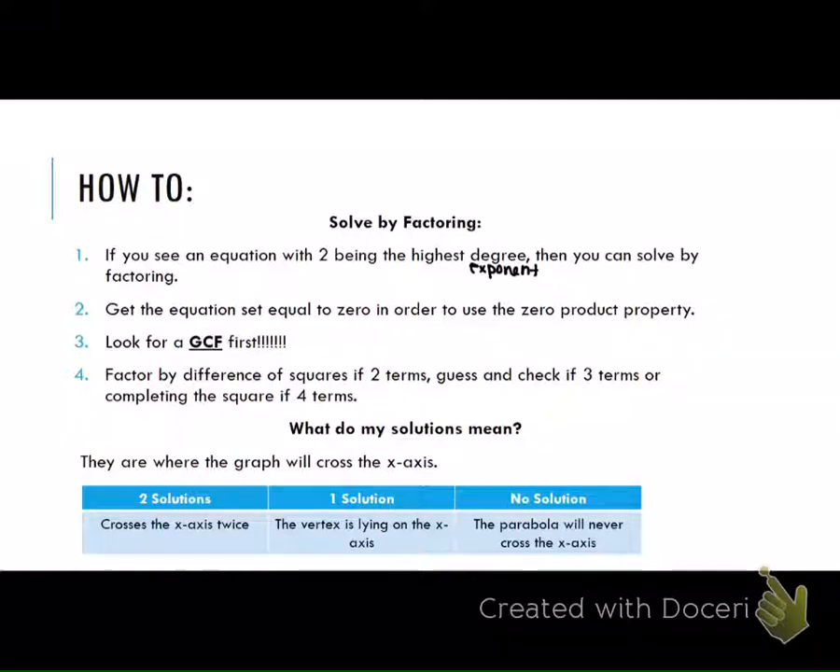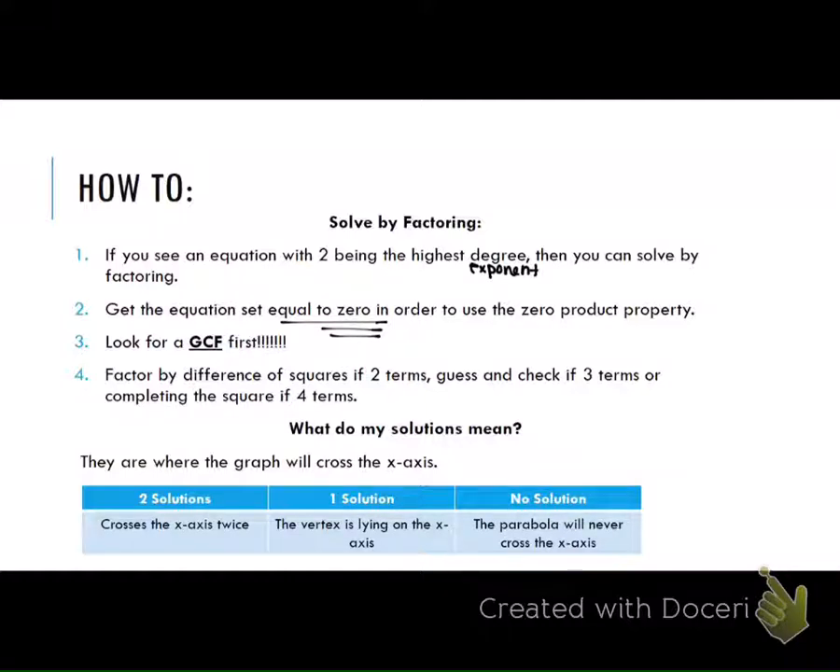You're going to get the equation set equal to 0 in order to use the zero product property. This is super important. The property is called the zero product property, which means it must be set equal to 0. That is the only product property we have. Once you have that done, you are going to look for a greatest common factor first, and then you'll either factor if it's 2 terms, 3 terms, or 4 terms. So whichever method it is, you'll go there.